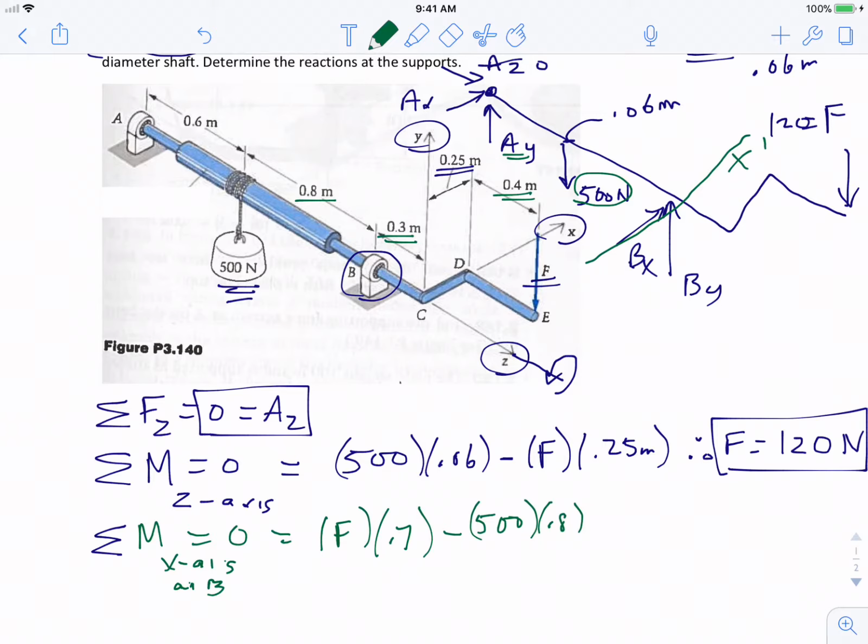So relative to AY, we would have a positive AY, and the distance there is 1.4 meters. So we've got, since we know F is 120, right? We only have one unknown, and this yields that AY is equal to 225.7 newtons.